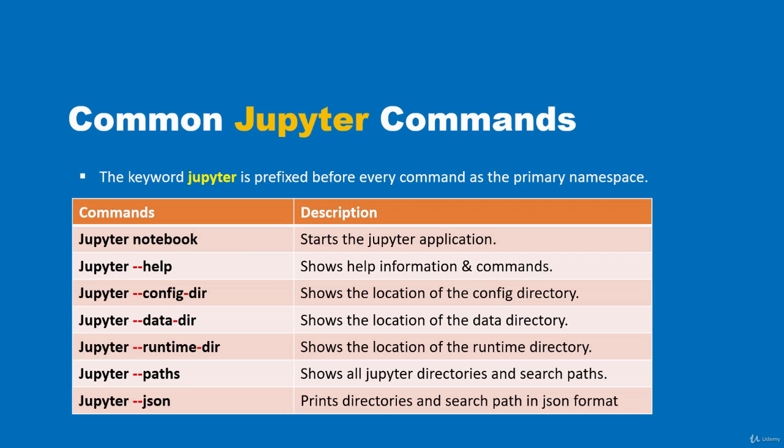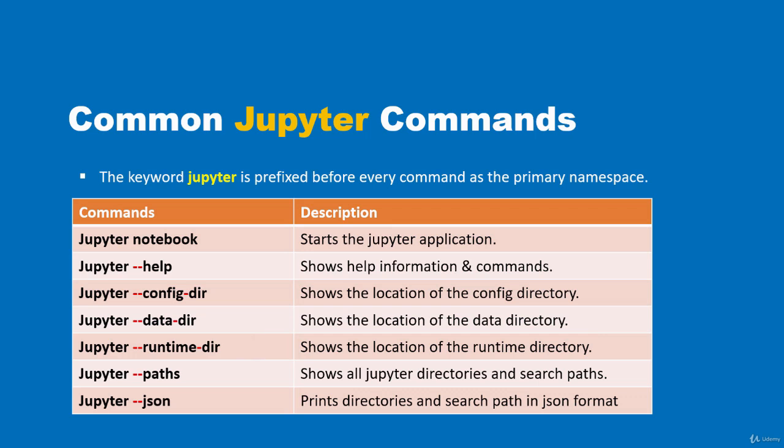If you want to see the location of the configuration directory, you type in Jupyter space --config-dir. If you want to see the location of the data directory, you type in Jupyter space --data-dir. If you want to see the location of the runtime directory, you type in Jupyter space --runtime-dir.